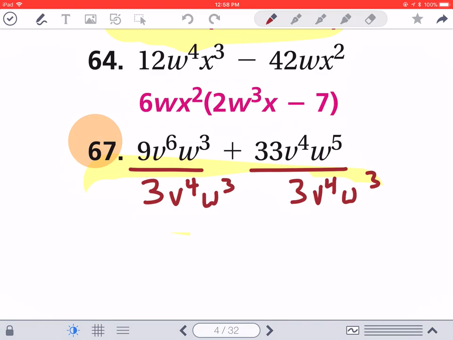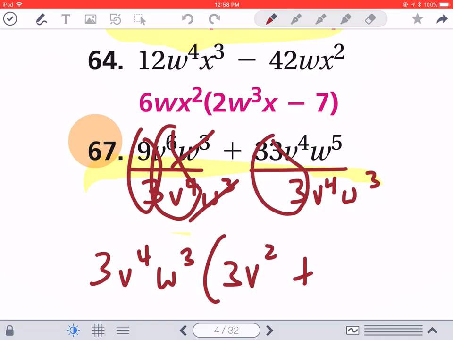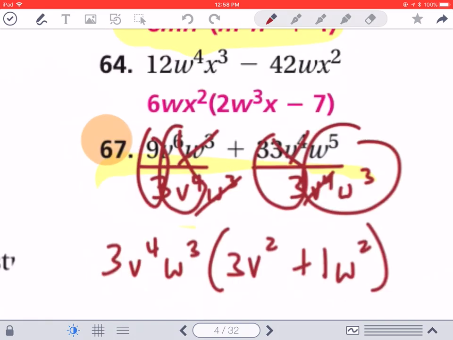All right, so 9 divided by 3, after I factor this out, so it's 3v to the 4th w cubed. 9 divided by 3 is 3 right here. v to the 6th over v to the 4th is going to be v squared. And then there's no w's there. These are going to just reduce to 1. And then I have 33 divided by 3 is going to be 11. v to the fourth is going to reduce to 1 over 1. And then I have 2 more w's up top over here. So that's going to be w squared.